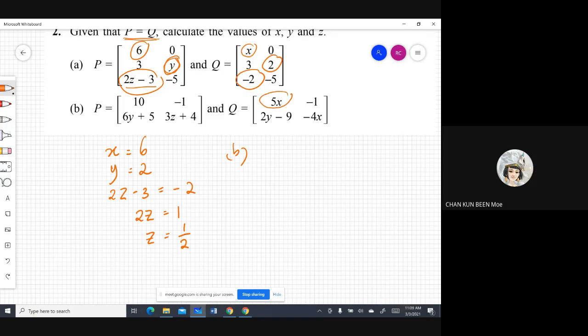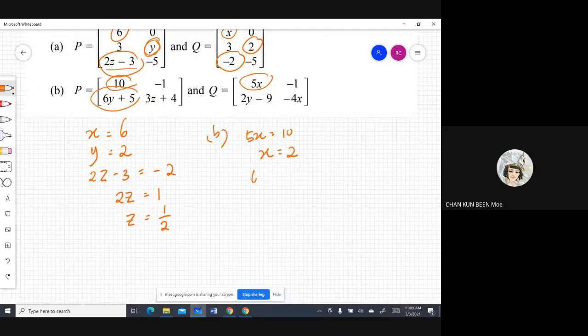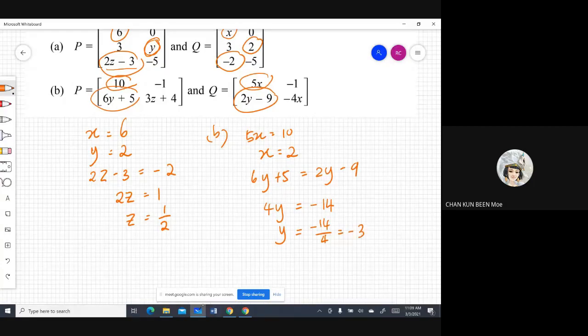So your X is here, 5X is equal to 10. Therefore, x is equal to 2. And then for the y, 6y plus 5 equal to this, 2y minus 9. Group all the like terms together. So 6y minus 2y is 4y. Negative 9 minus 5 is negative 14. So y is, how much is it? Negative 14 over 4. The answer is negative 3, 1 over 2. Correct or not?